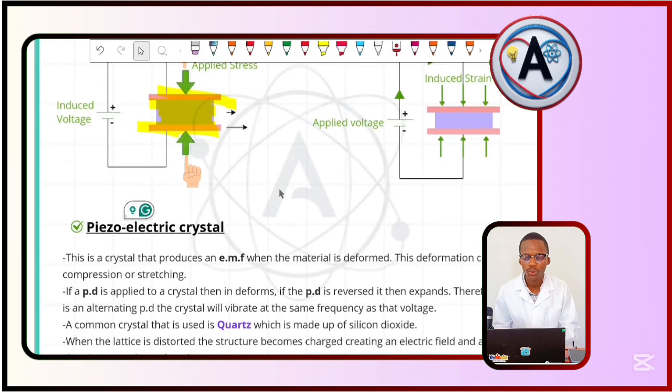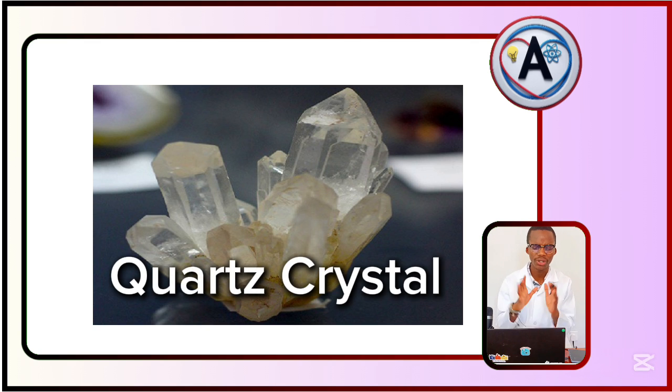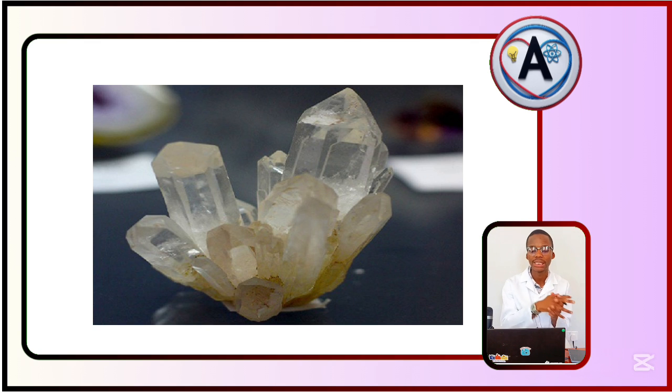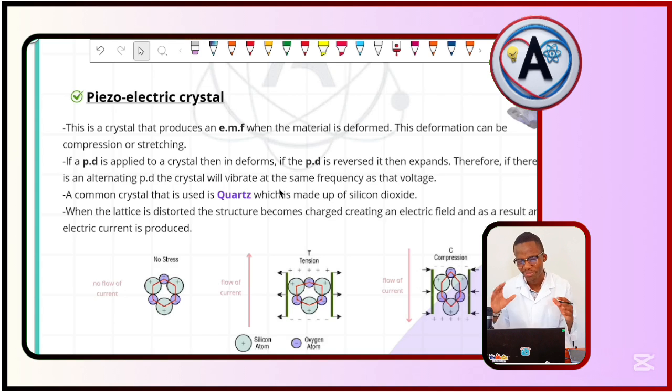Okay, so what are we talking about here? We have a crystal that you can mine, right? It's like a quartz crystal, a very common crystal made up of silicon dioxide. How it works, you're not really required to know by Cambridge, but for those who are quite curious about how ultrasound is produced, this video is for you, right?